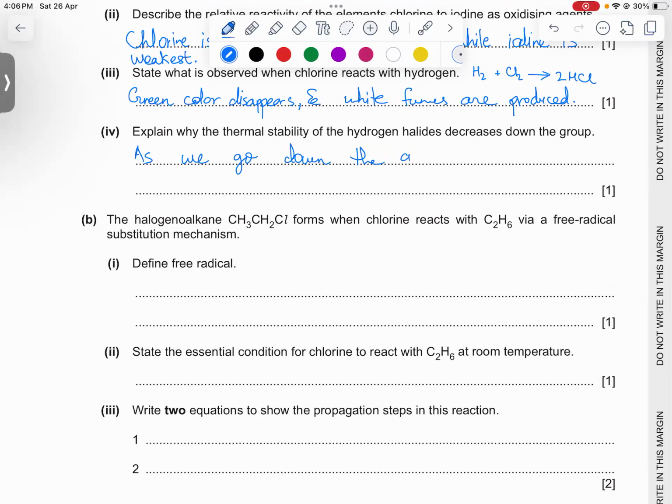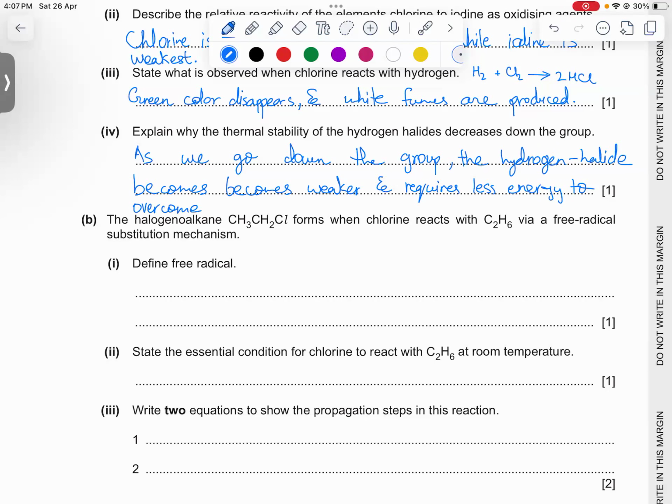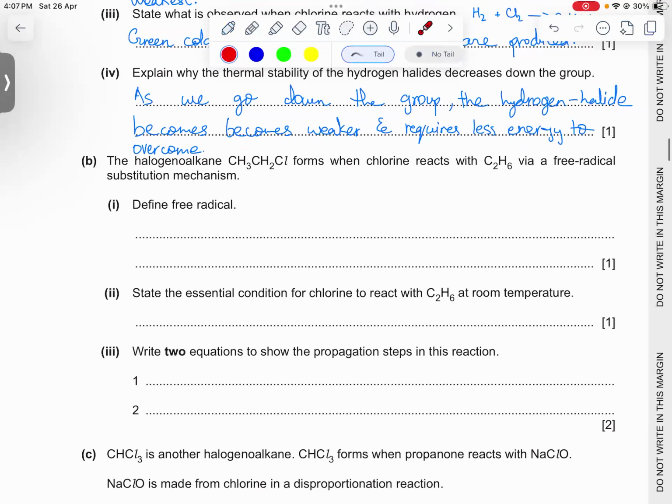As we go down the group, the hydrogen halide bond becomes weaker and requires less energy to overcome. This is something you have to write. On to the next question.